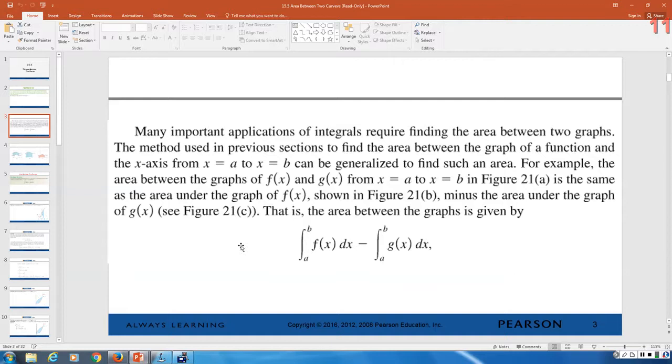A lot of the most important applications of integrals require finding the area between two graphs like that. And the methods that we used before generalize so that we can do it this way. We can just take an integral of one function minus the integral of another function and find the area between those two functions.